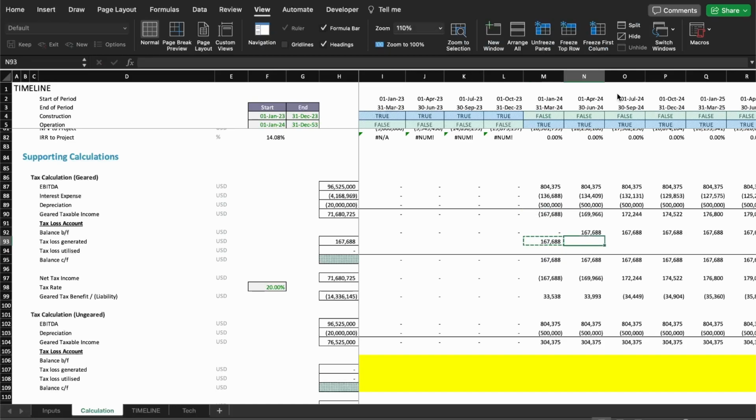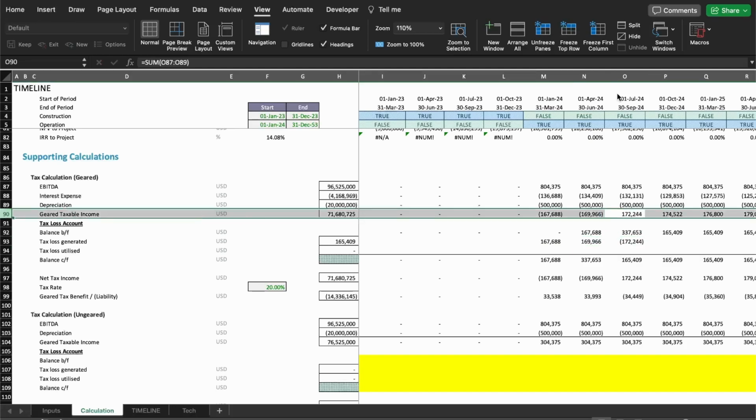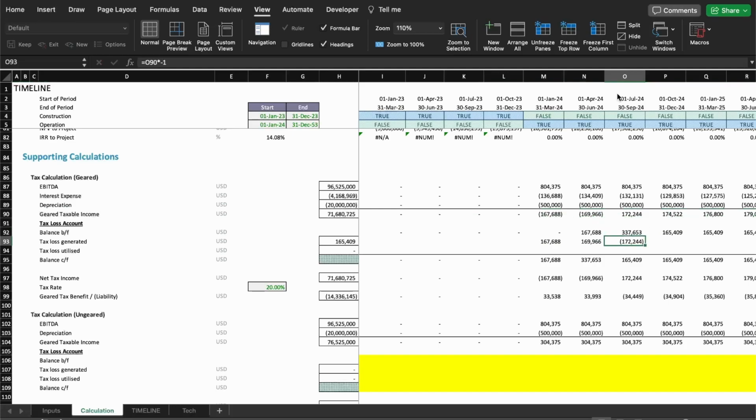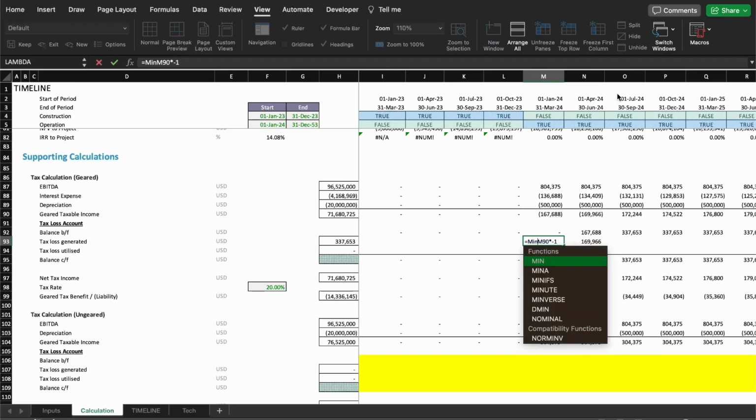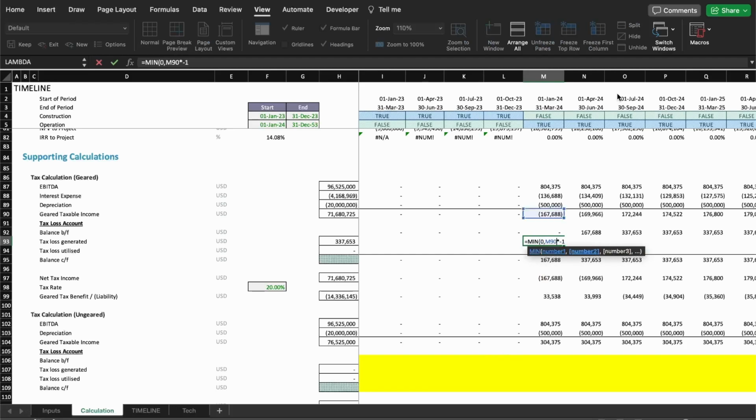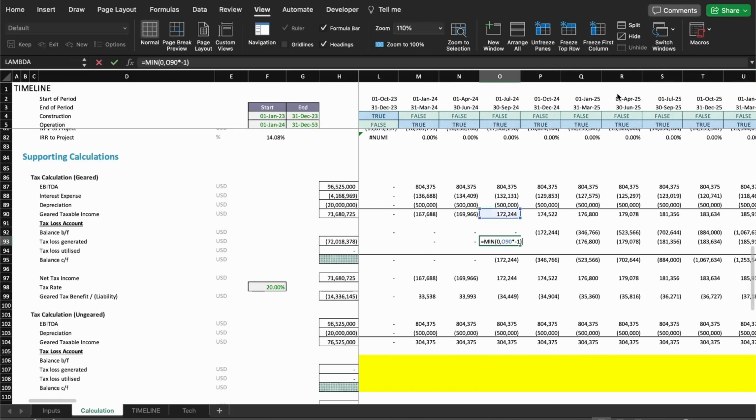But are we going to accumulate everything? No, right? We're only accumulating as long as we have a negative geared taxable income. So what we're going to have here is the minimum of 0 and this number here. And that's what we have. Let me see if that's correct. Yeah, so, no, it's wrong. It should be the minimum of 0. I see. Should be the minimum of this and this.